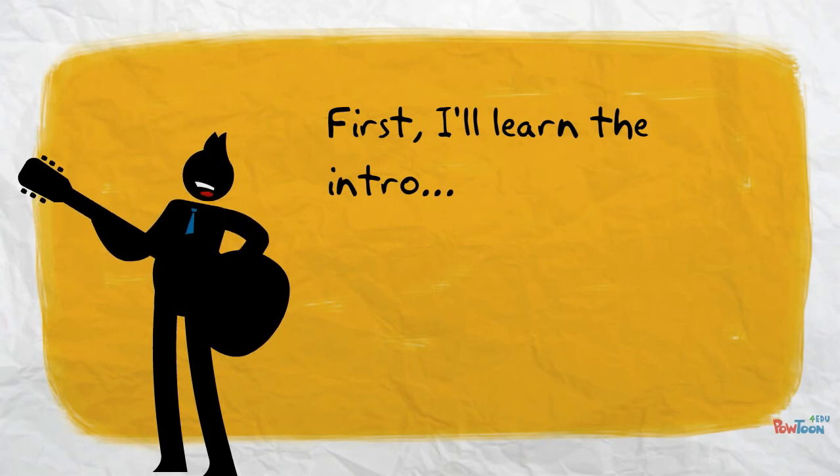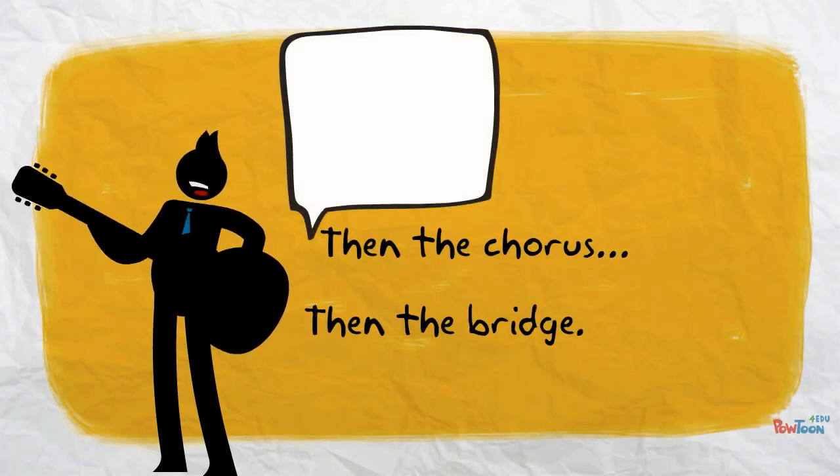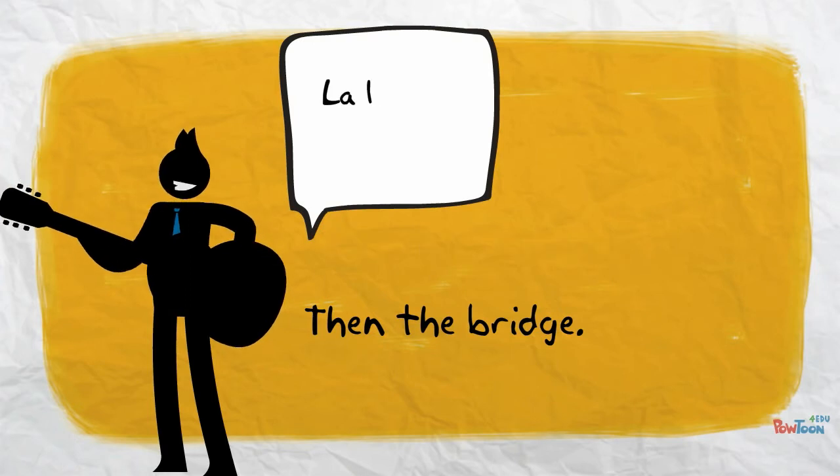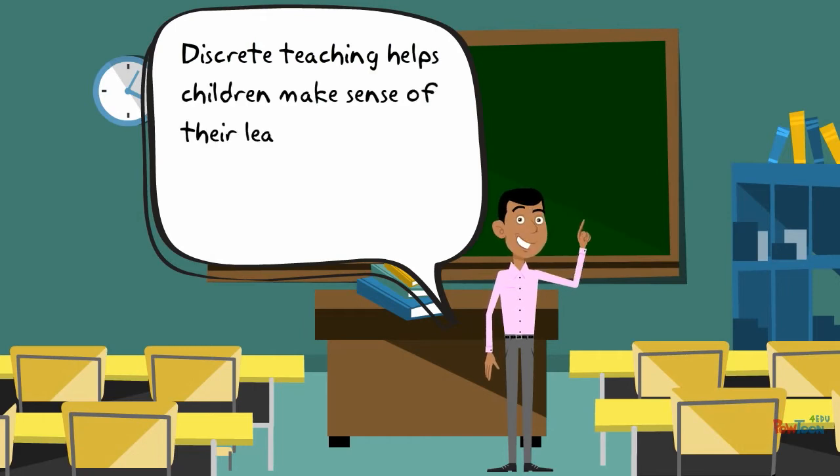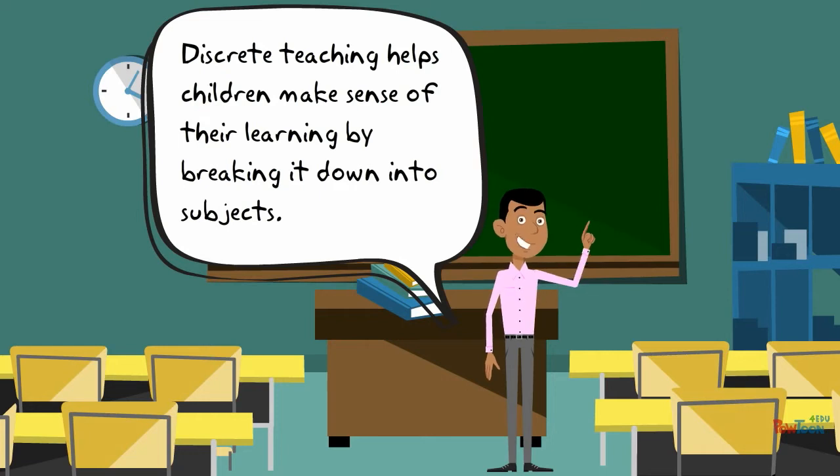When we learn to play a song, first we learn the introduction, then the chorus, and then the bridge, as this makes it easier to learn than just trying to learn the whole song. And so the same is true of children's learning. By breaking subjects down into maths and science, and so on, we are making it easier for children to make sense of the world.